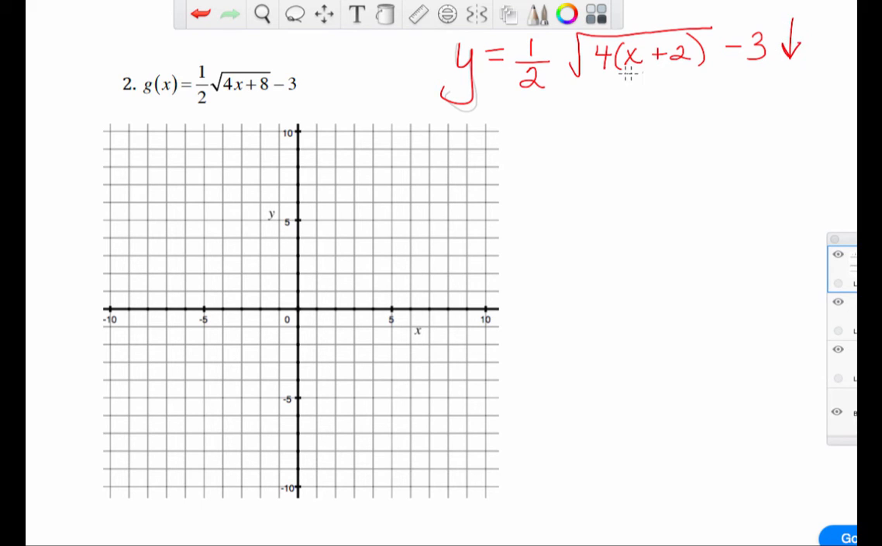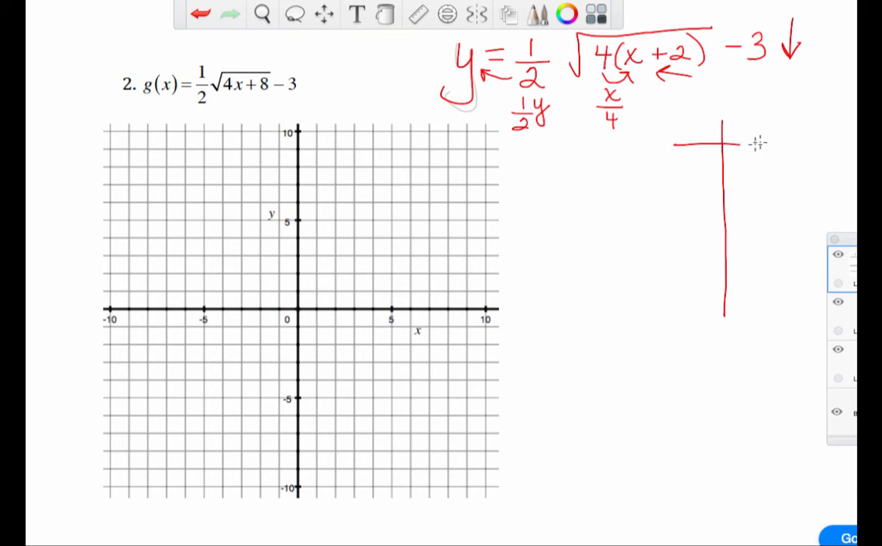That's a downshift of 3, and that's a left shift of 2. The 4 is going to affect the x, and it's going to do the opposite of multiplying by 4, which is divide by 4. The half is going to affect the y, and it's actually going to take your y's and chop them in half, divide them by 2. And there is no flip, which is good.